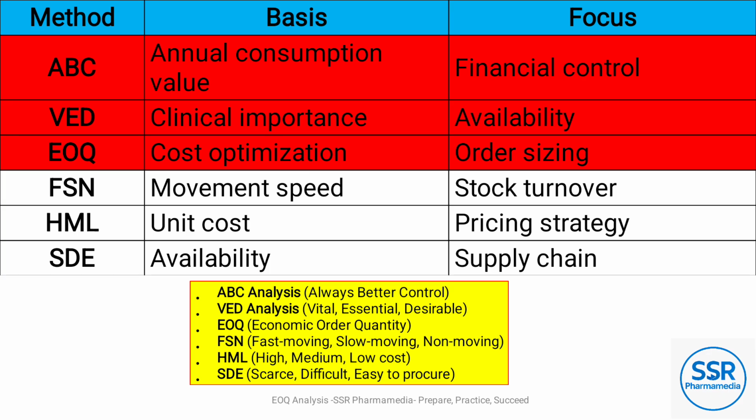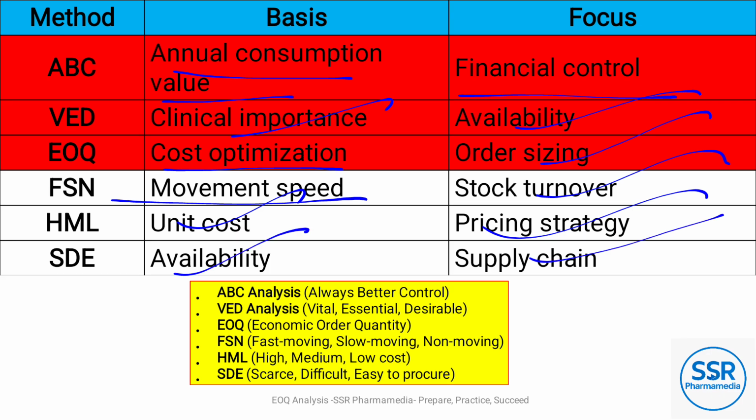So here, ABC means annual consumption value and finance control focus. And VED means clinical importance, the focus is availability. EOQ means cost optimization, ordering size. And FSN means movement speed and stock turnover. And HML means unit cost and pricing strategy. And SDE means availability and focus on supply chain. Okay.